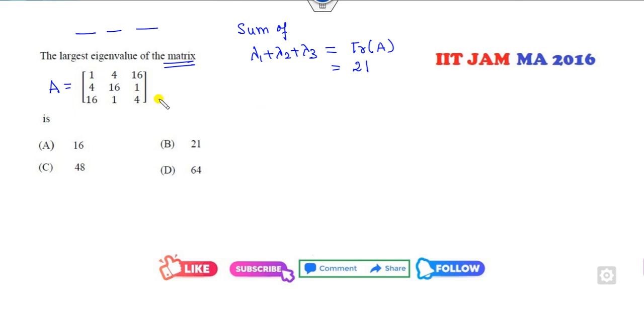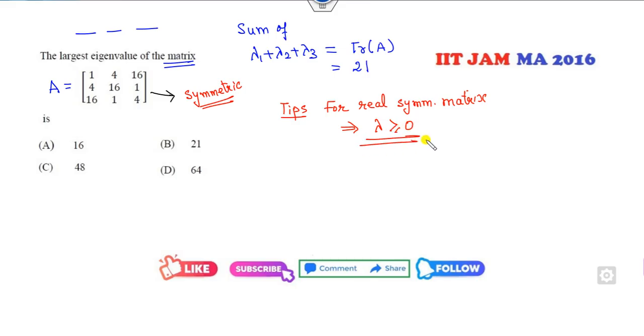Now what is this matrix? If you look clearly, this matrix is a symmetric matrix. Fine. We all know that whenever you have a real symmetric matrix, what kind of eigenvalues do you have? Eigenvalues are always greater than or equal to 0. So what does it mean? If you have 3 eigenvalues, none of the eigenvalues is negative.